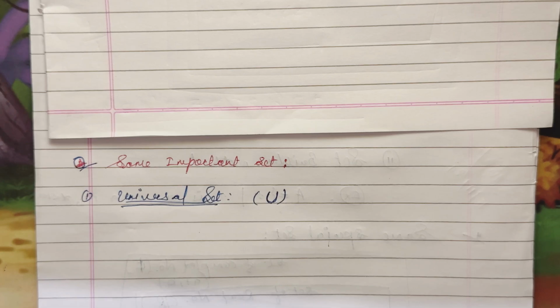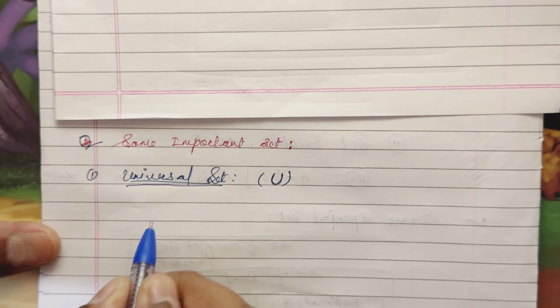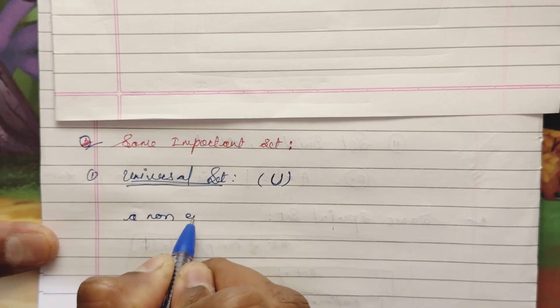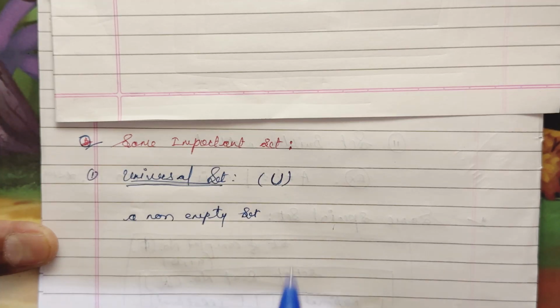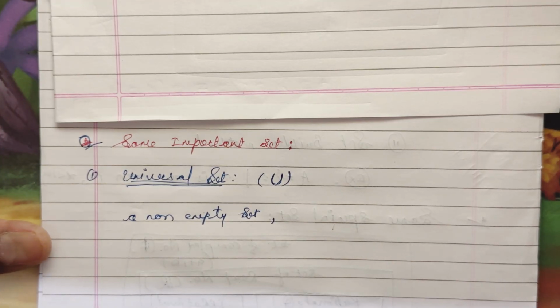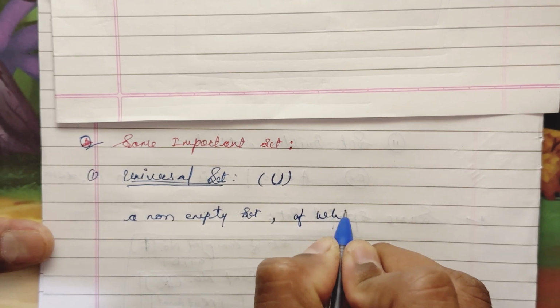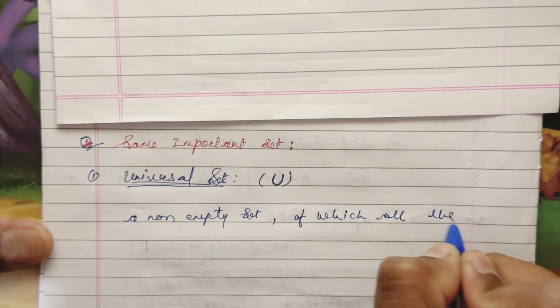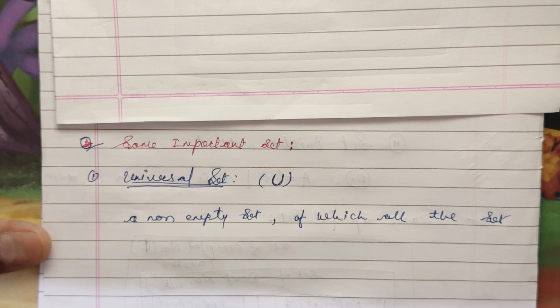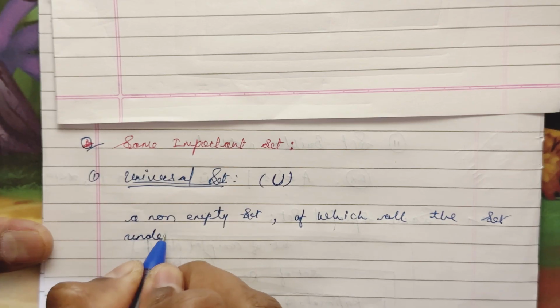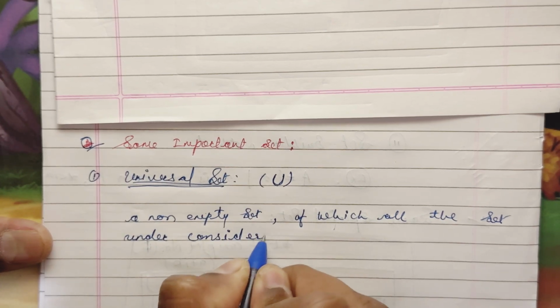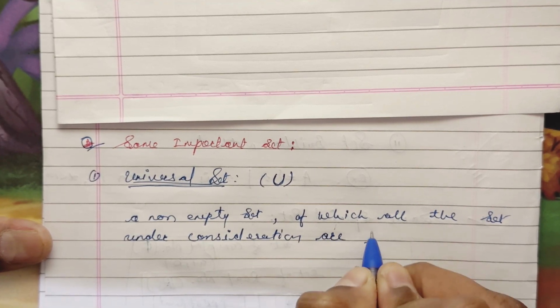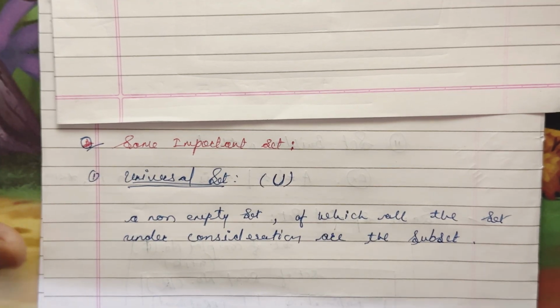A non-empty set of which all the sets under consideration are subsets. Whatever sets we are taking under consideration should be subsets of it, and then we call it the universal set. Let me write that: a non-empty set of which all the sets under consideration are subsets is called the universal set.